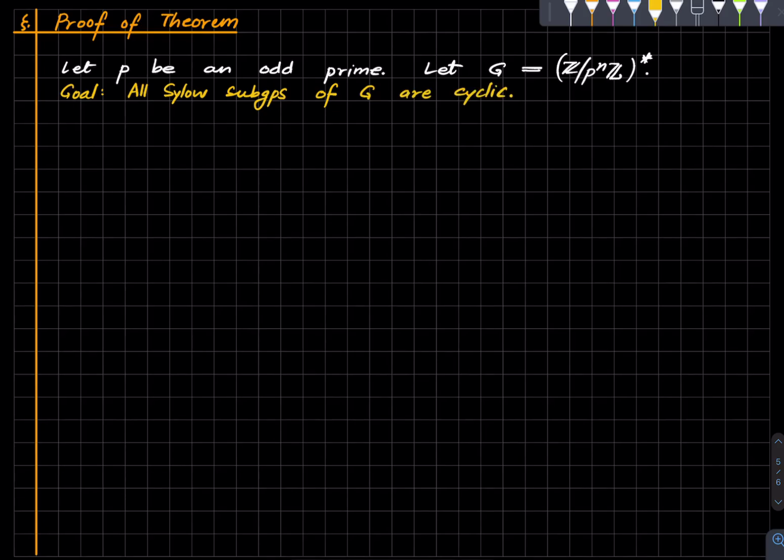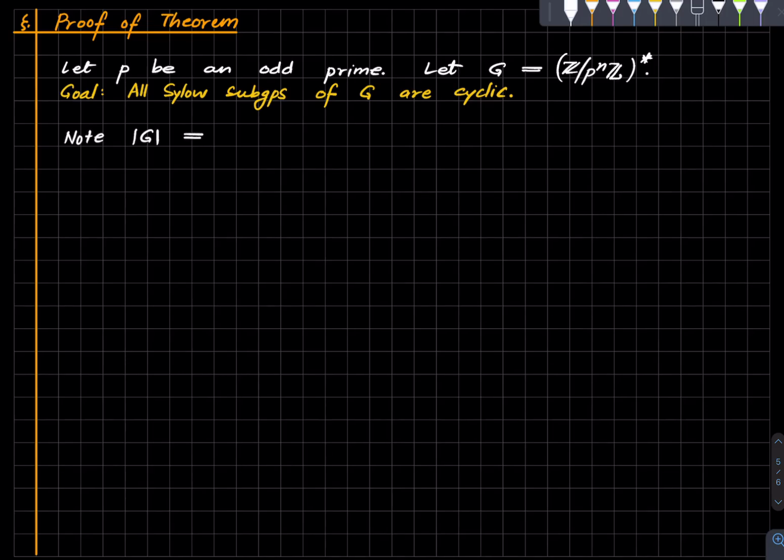So this is what we will show, and by a lemma that we proved earlier in this lecture, this will show that G is cyclic. G is after all an abelian group. If we show that all of its Sylow subgroups are cyclic, that will show that G is cyclic.